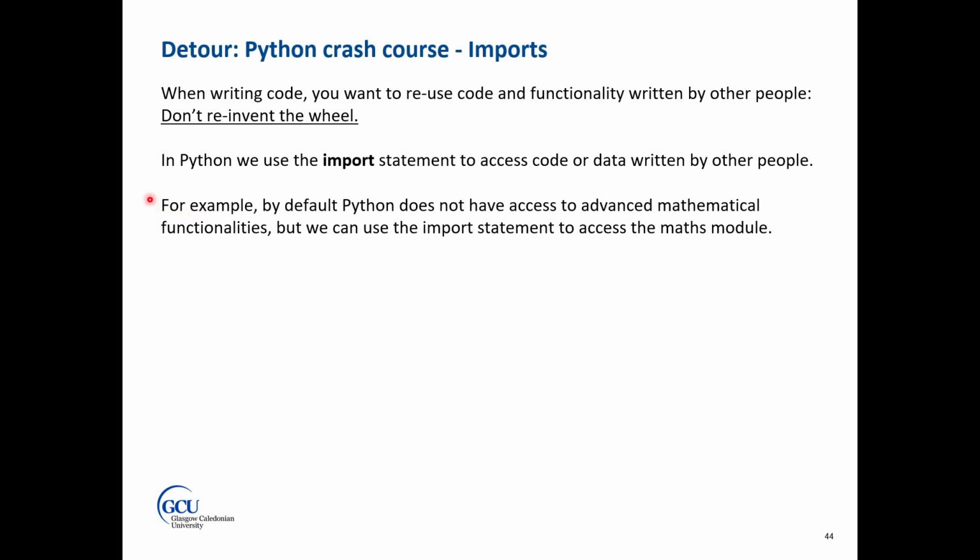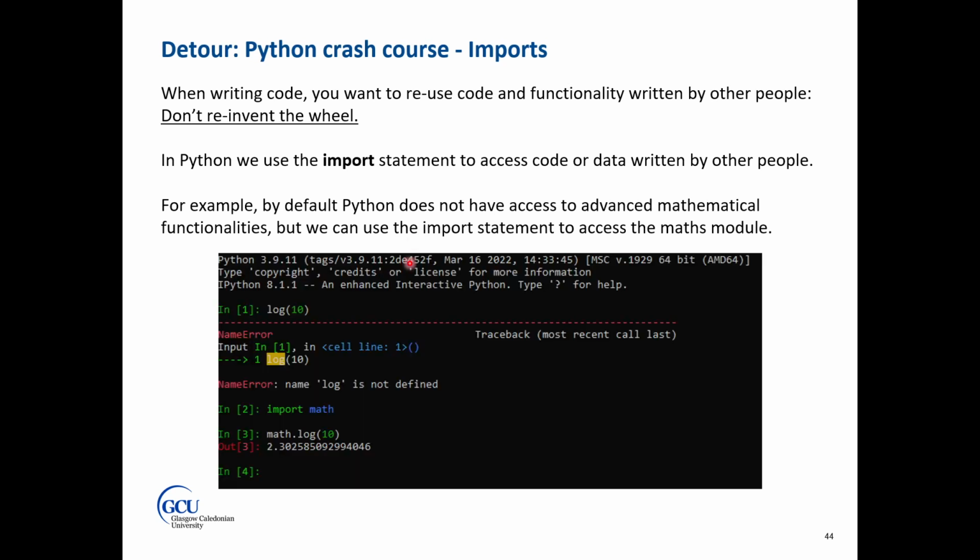And here what I've described is a basic functionality that you can check to test this. Python by default does not have access to advanced mathematical functions, but we can use the import statement to access the math module. So this is just like the Python command line as before. We start, and the user, for example, writes log 10, which calculates the logarithmic value of 10. And here it says name error, log is not defined. So the operation log doesn't exist by default, it's not part of Python.